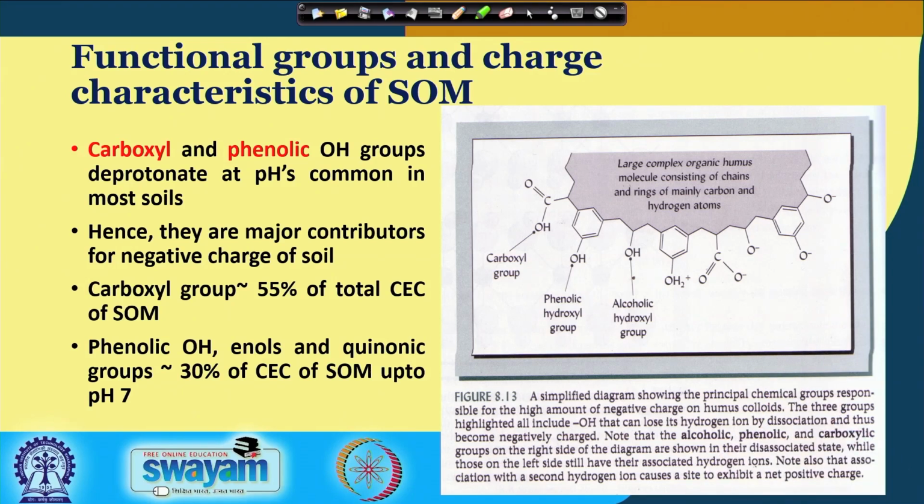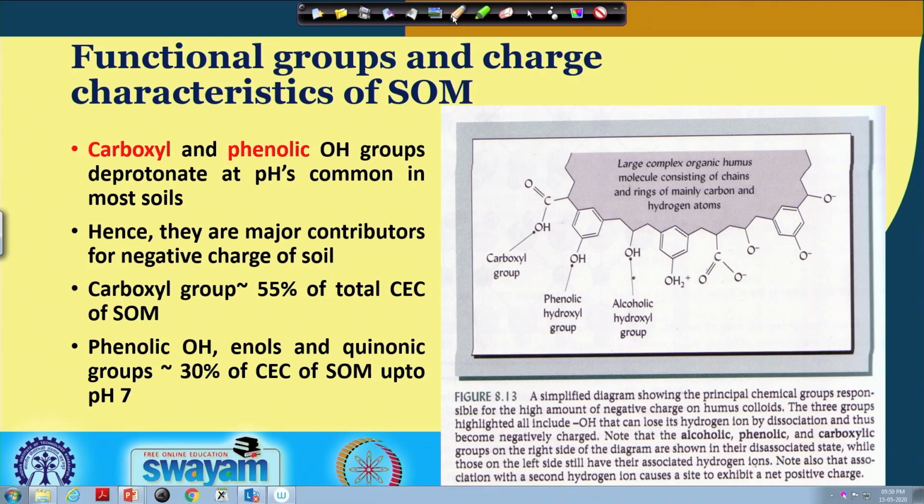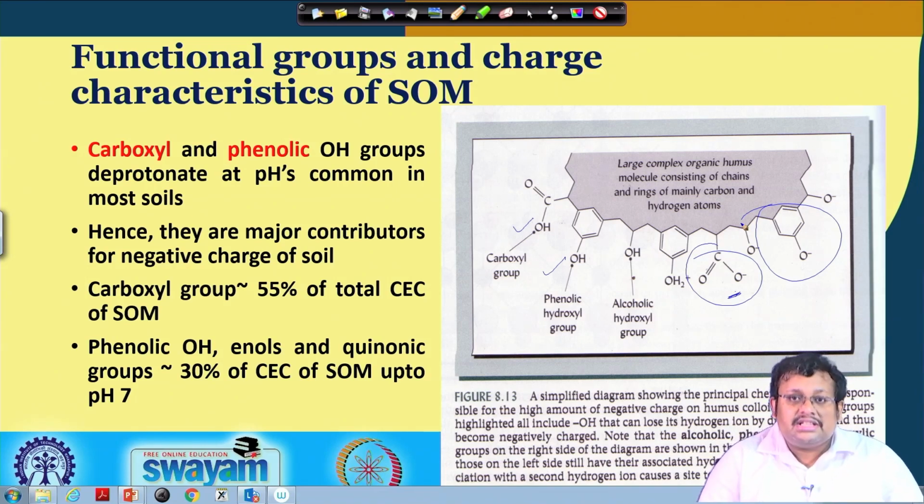So, remember that this is the carboxyl group, as we can see, and this is the phenolic group. Both these groups are basically deprotonated at pH common in most soils. You can see this is the deprotonated carboxyl group and this is a deprotonated phenolic group. So, at normal pH conditions they get deprotonated. So, they are major contributors of the negative charge in the soil.